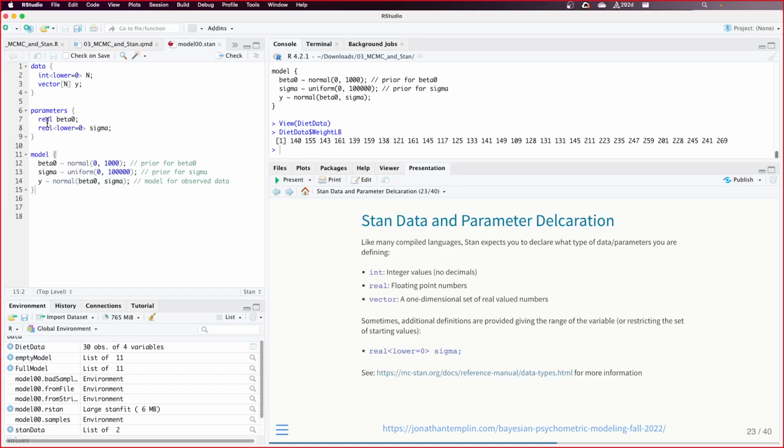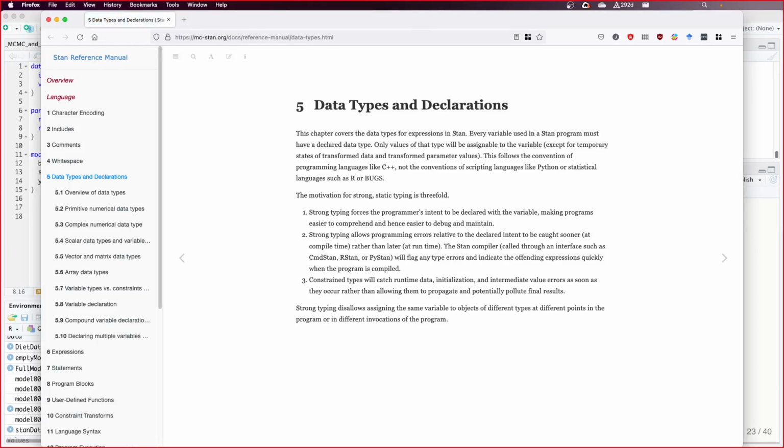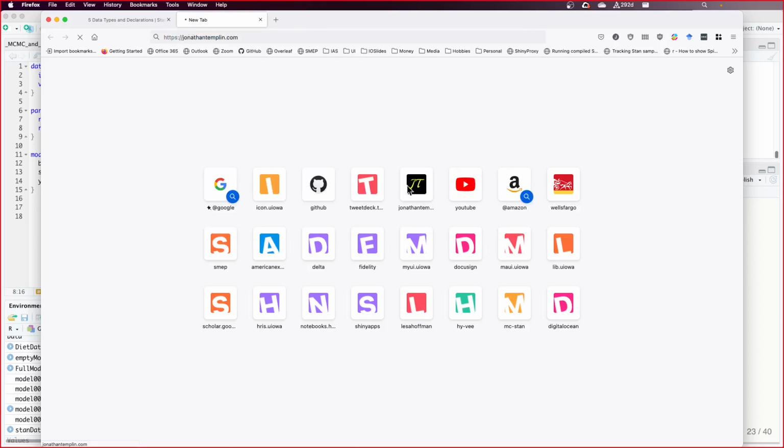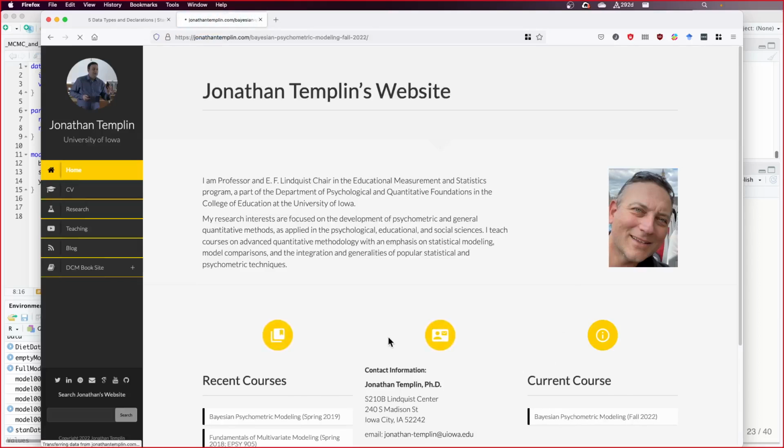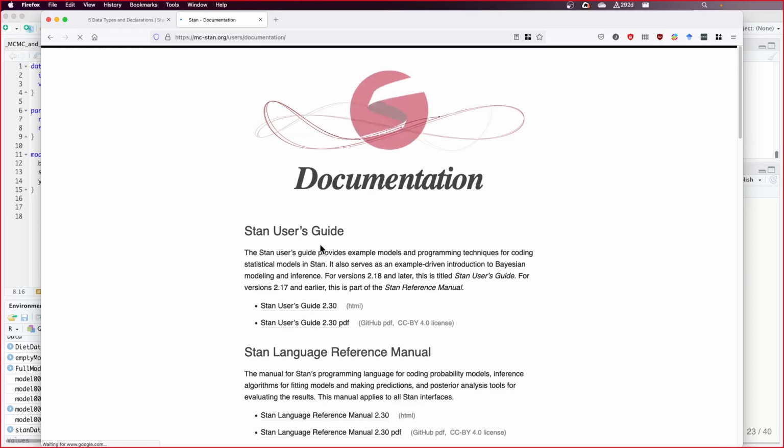So we again have lower 0 for sigma. If you are interested in lots of the data types that are out there, you can go to the Stan reference manual. I put a link at the bottom of the page, but it'll tell you all the different types that are out there. I would tell you to bookmark that for this class because you'll spend a long time in the reference manual trying to figure out which places go where. I believe I tried to put a link for that. There it is.